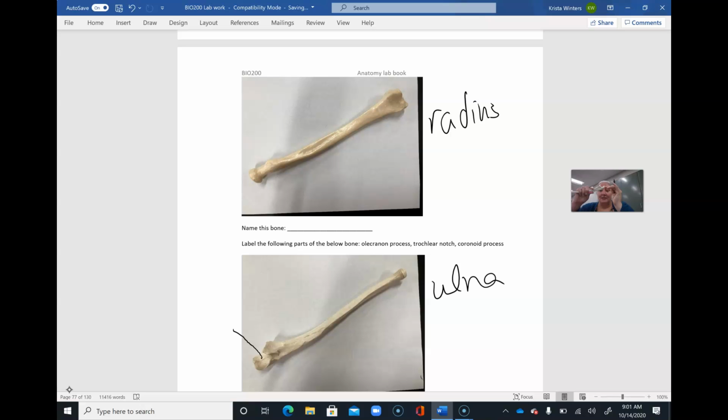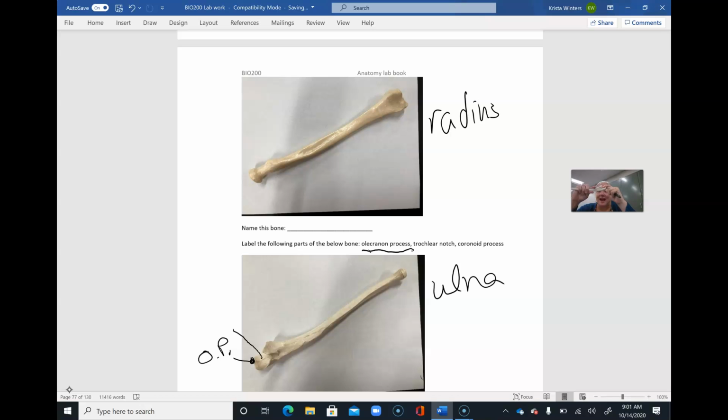So the first is this upper point right here that articulates with the trochlea. That is called the ulna process. So I'm going to just put right here, ulna process, okay? And it's right there, the spelling.